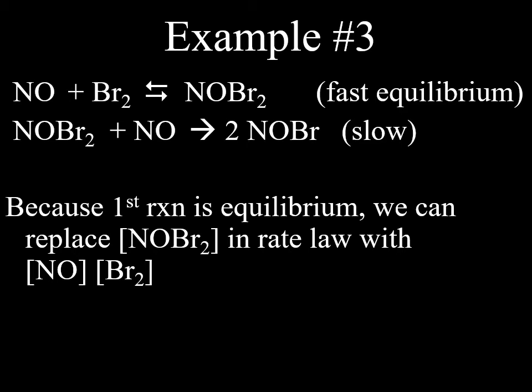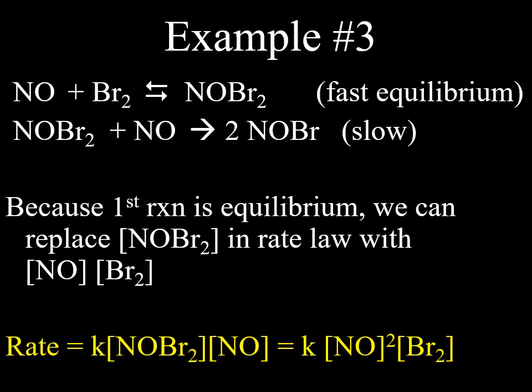Because the first reaction is in equilibrium, we can replace the concentration of NOBr2 in the rate law with the concentration of NO times the concentration of Br2. So here's what I'm trying to say. Pretend that it's kind of like algebra. Pretend that I'm replacing my equilibrium sign with an equal sign. I'm saying that this variable over here is equal to this plus this. Okay, I'm kind of saying they're equal.